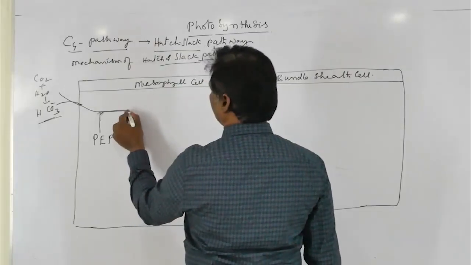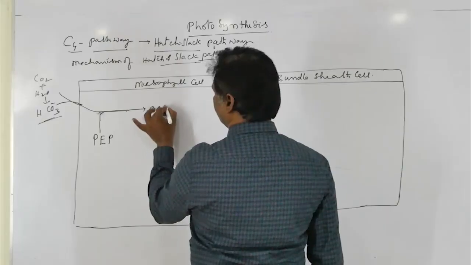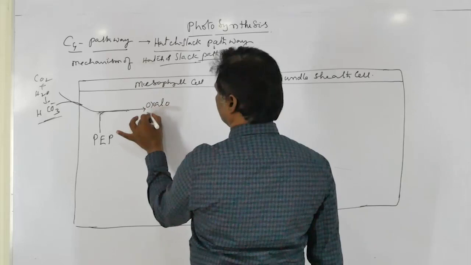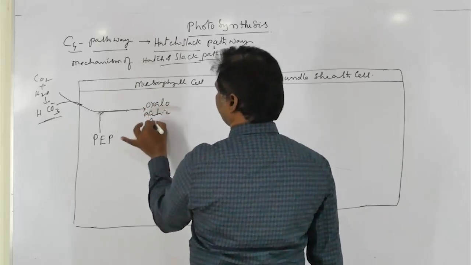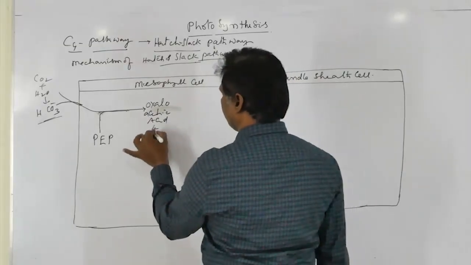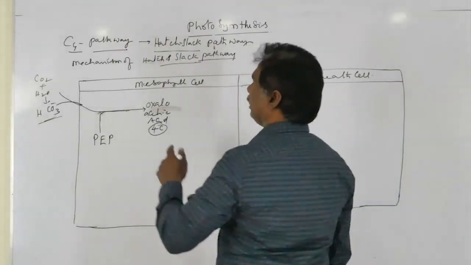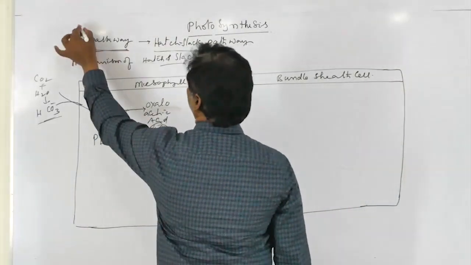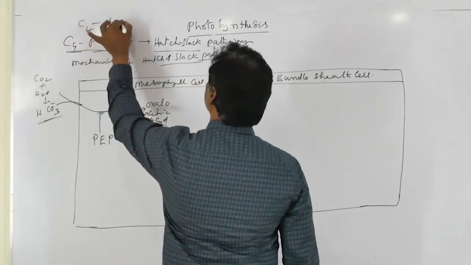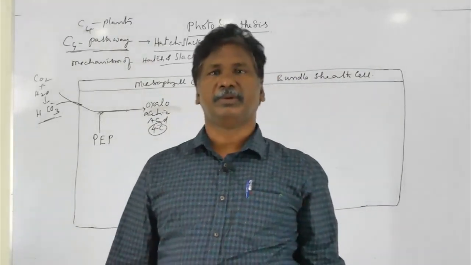The first formed compound is oxaloacetic acid. That oxaloacetic acid has 4 carbons. Hence this pathway is called the C4 pathway, and those plants are called C4 plants.